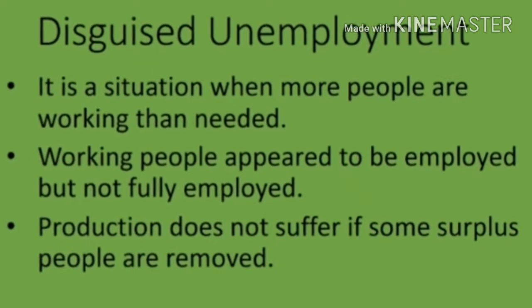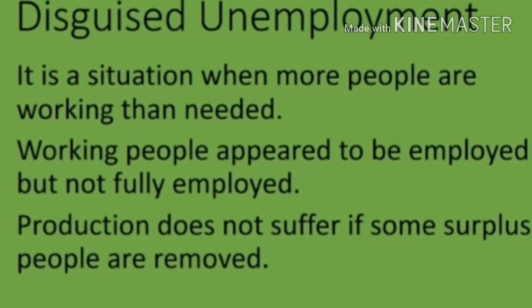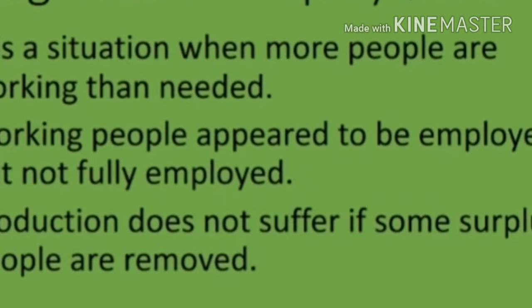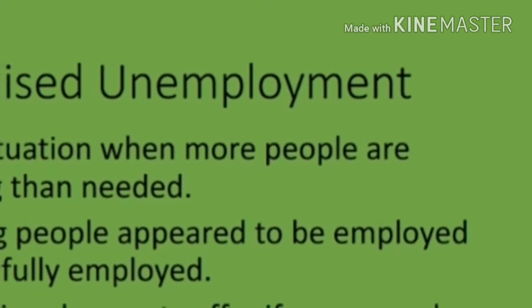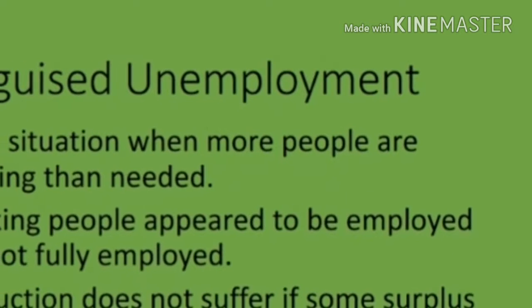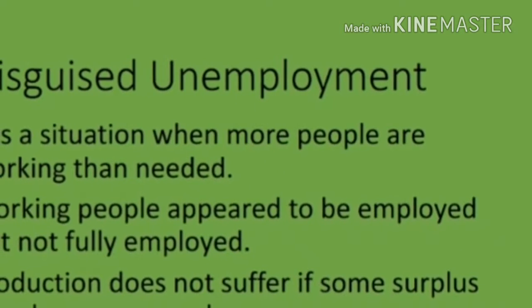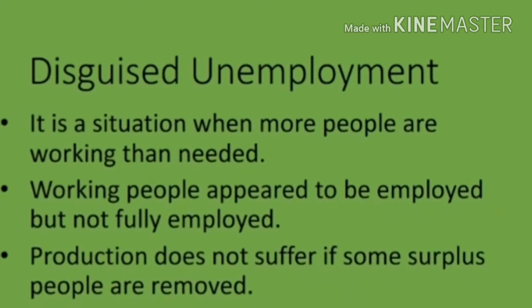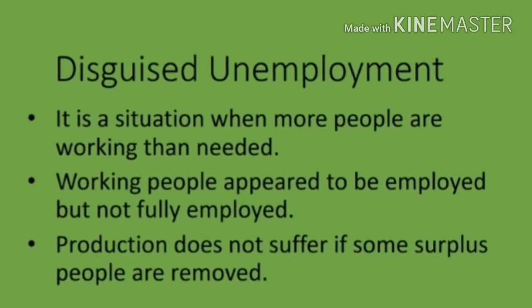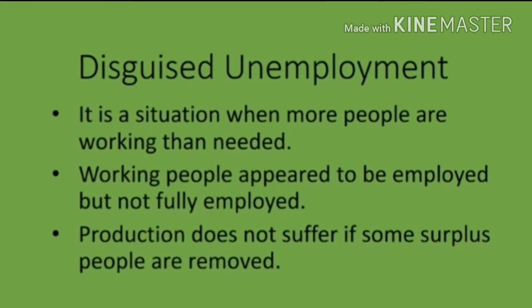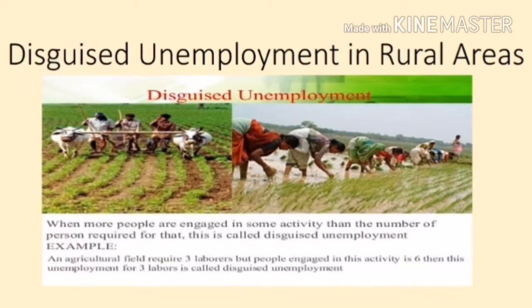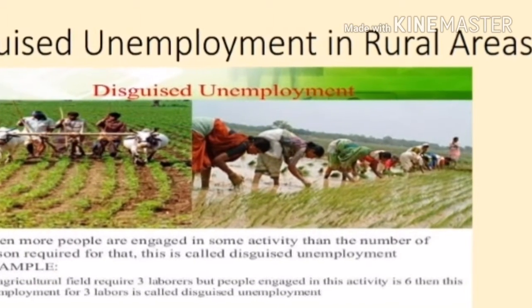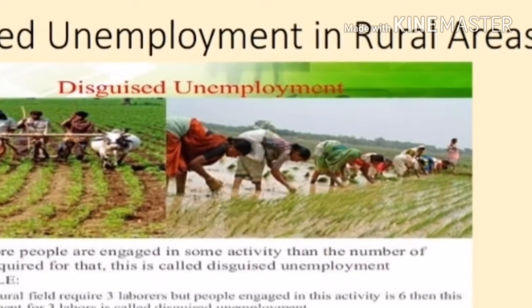Students, disguised unemployment is when more persons are working in one place than the required number. People are working there but they are not fully employed, and production does not suffer if some people are removed from that place. So that is disguised unemployment. And students, disguised unemployment exists in the rural areas and in the urban areas.